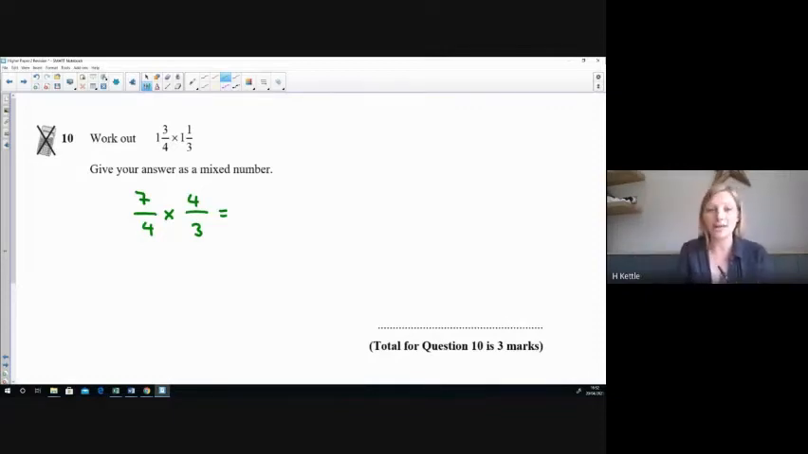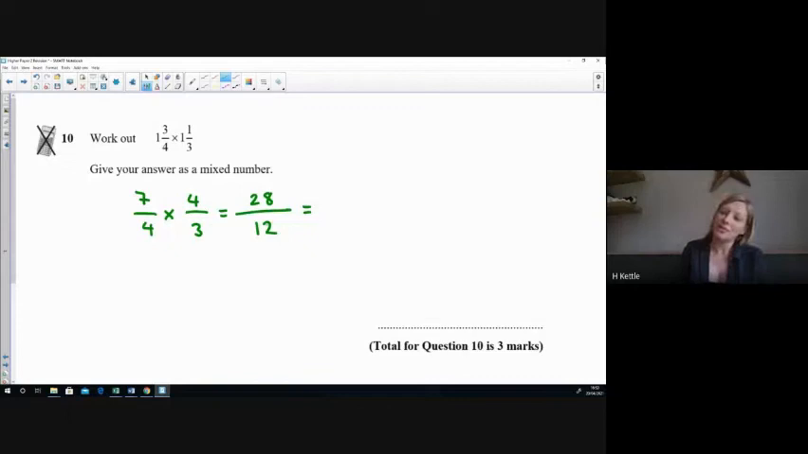You do not need to make the denominators the same. So no one needs to be making this out of 12 because we're not adding or subtracting, we're just timesing. So we're just going to do the top times the top and the bottom times the bottom. So this is going to be 7 times 4, which is 28, and 4 times 3, which is 12.